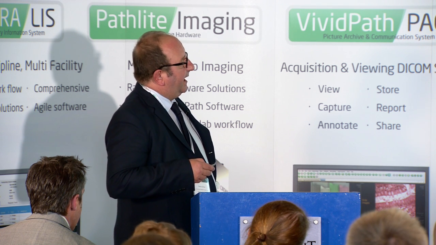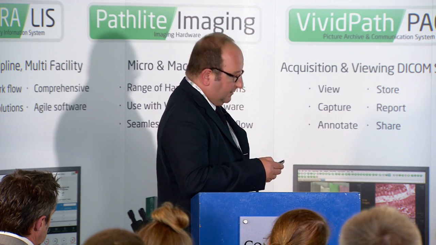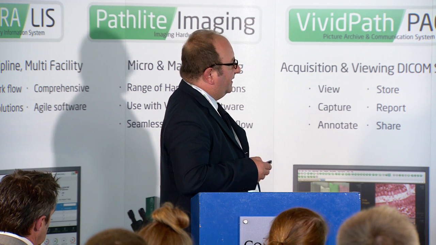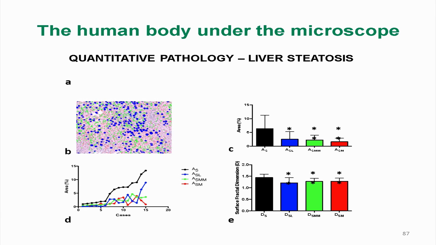Since I work in a hospital, I need to translate immediately what I find in my laboratory. We published a paper on prostate cancer. We evaluated the 2-dimensional vascularity in 280 prostate biopsy sections, and we found that prostate cancerous tissue is less vascularized when compared to non-tumoral tissue, which led us to the question: is angiogenesis a hallmark of prostate cancer?